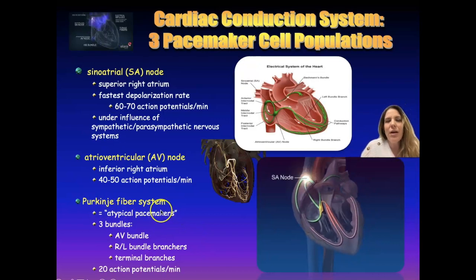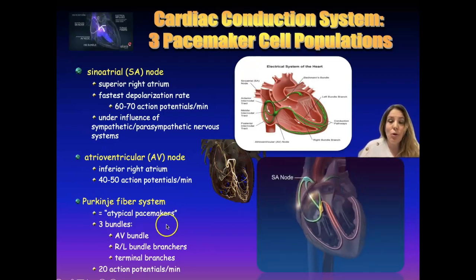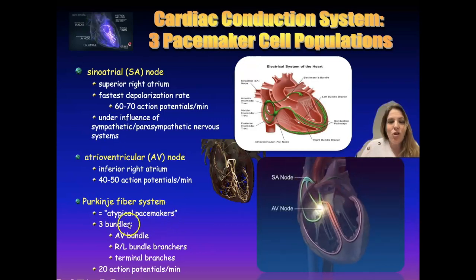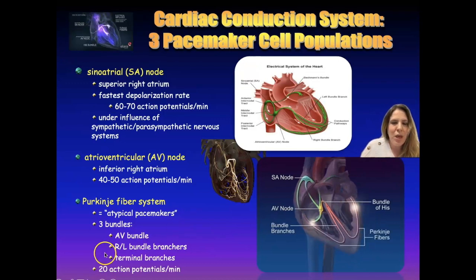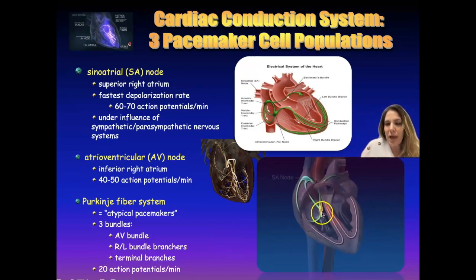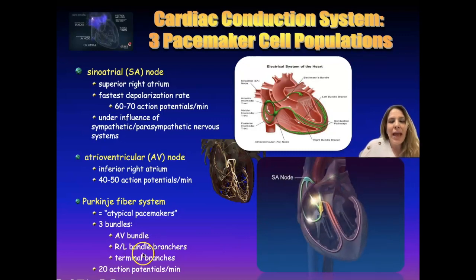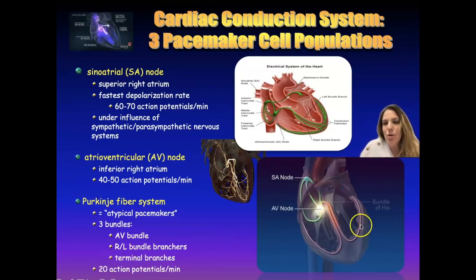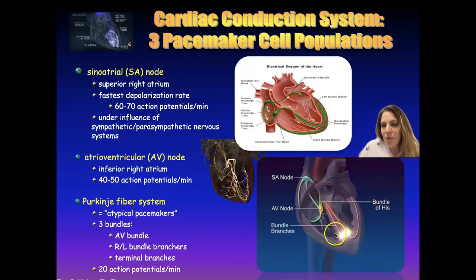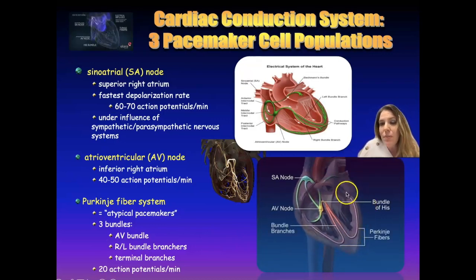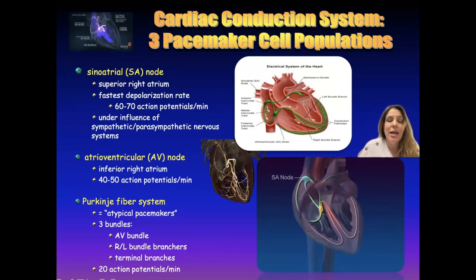So Purkinje fibers are sometimes called atypical pacemakers. And again, they occur in 3 bundles. So we have the AV bundle, which is occurring right at that interatrial septum. And then the right and left bundle branches, which go down either side of the interventricular septum. And then the terminal branches are the Purkinje fibers, where the action potential is going from the Purkinje fibers to the end where they make contact with the ventricular contractile cells.